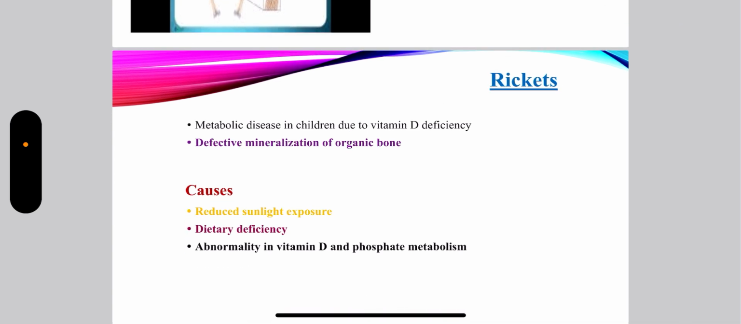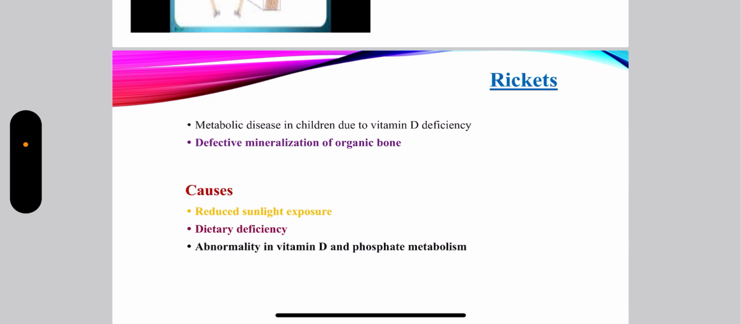What is rickets? Rickets is a metabolic disease in children. Why does it occur? Because of deficiency of vitamin D. And rickets grossly involves defective mineralization of the organic bone.